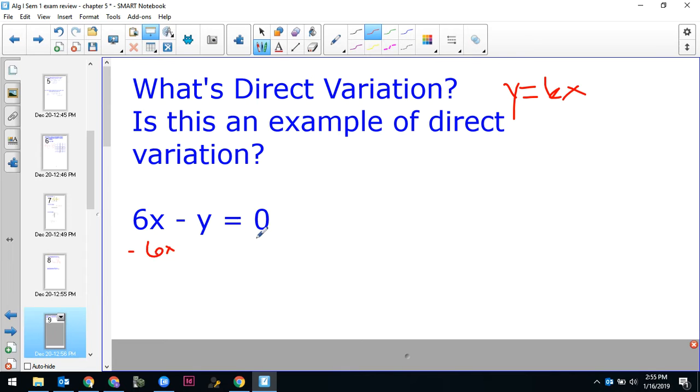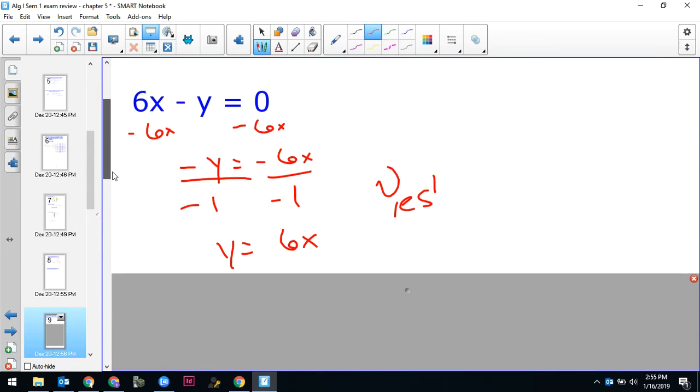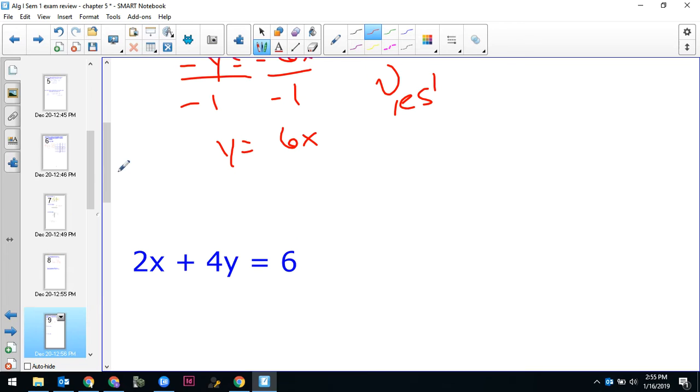So let's subtract 6x over to the other side. So just solving for y, I get negative y is equal to negative 6x. And to get rid of the negative, you just divide by negative 1. So that gets me y is equal to 6x. Is that a direct variation? Yes, that's a direct variation. Just a number times x.